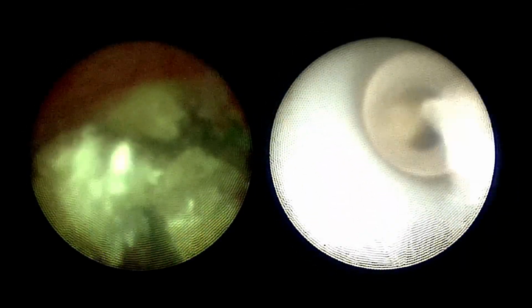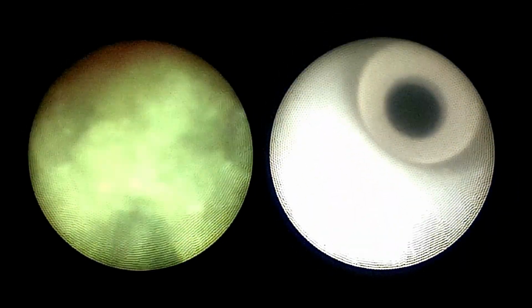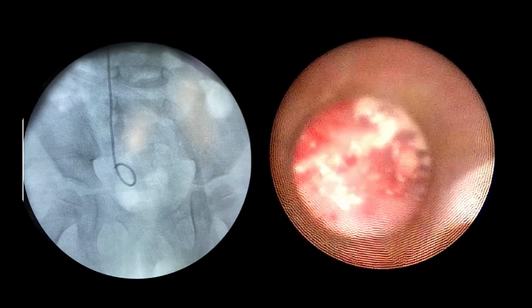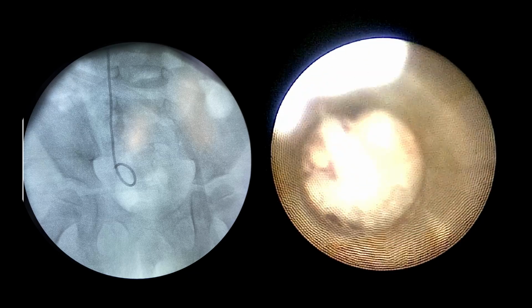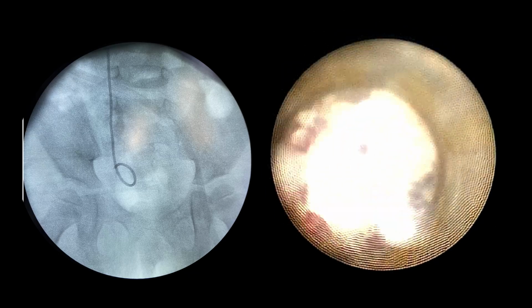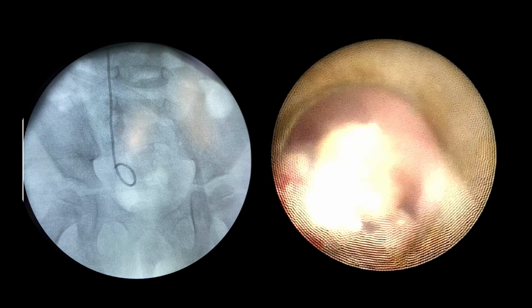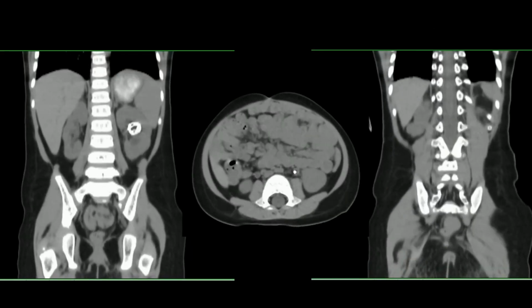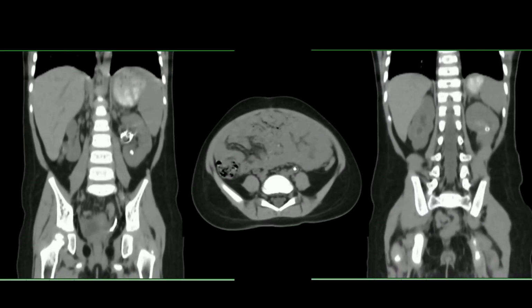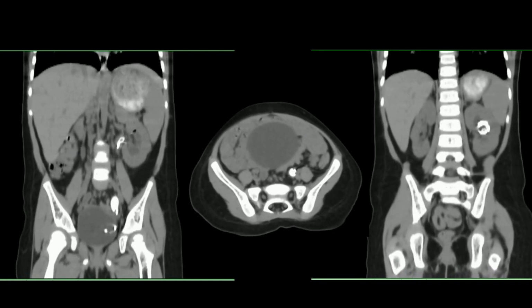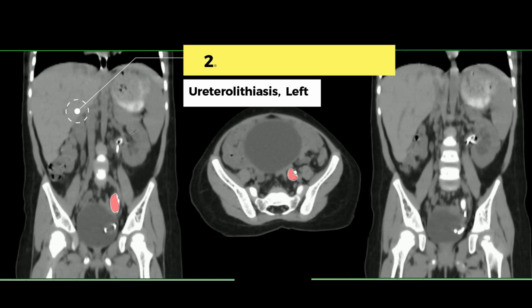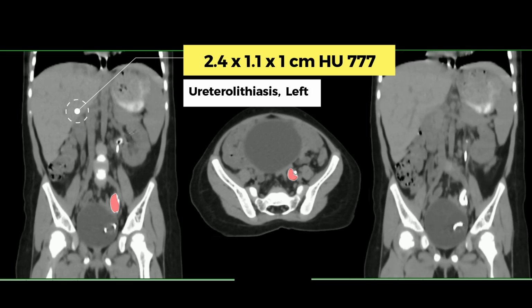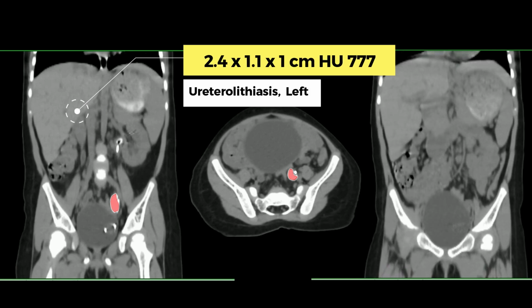We successfully cleared the stones up to the distal third after 90 minutes of lithotripsy. We placed a DJ stent and a nephrostomy tube. The patient's hospital stay was unremarkable, and she was eventually discharged. 2 months after the second stage supermini PCNL, a repeat CT stonogram was requested, which showed distal ureterolithiasis measuring 2.4 by 1.1 by 1 centimeter with a Hounsfield unit of 777.